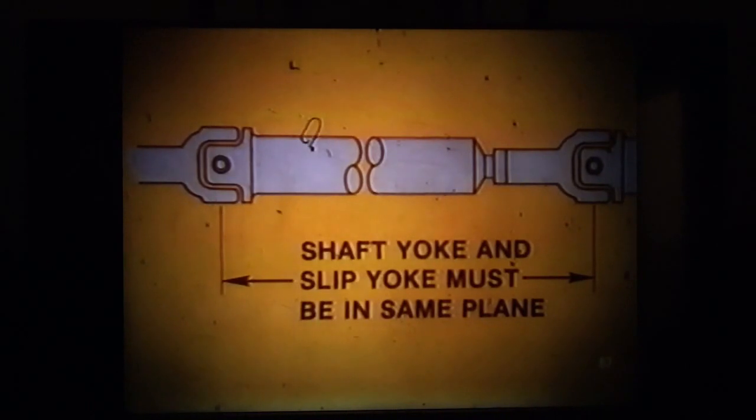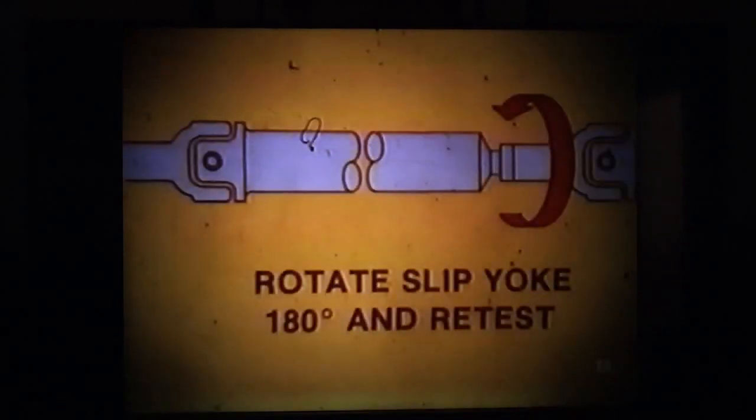If all the parts are in good condition, check to see that the U-joints on each shaft are properly aligned. On each propeller shaft, each yoke must align with the other. If they are misaligned, align them properly and retest the unit. Should the complaint persist, rotate the slip yoke 180 degrees on the propeller shaft and test your results.